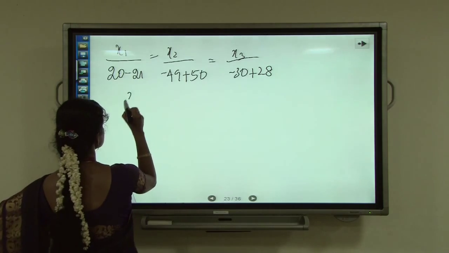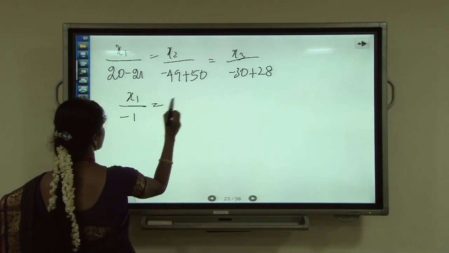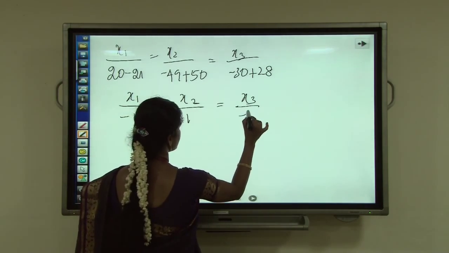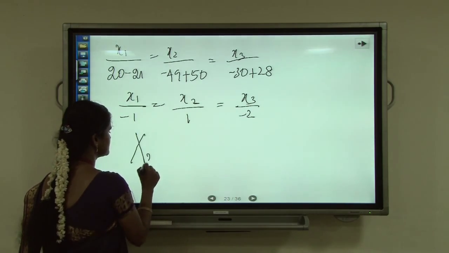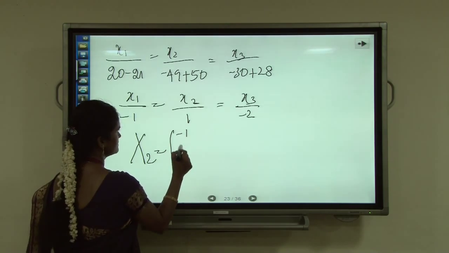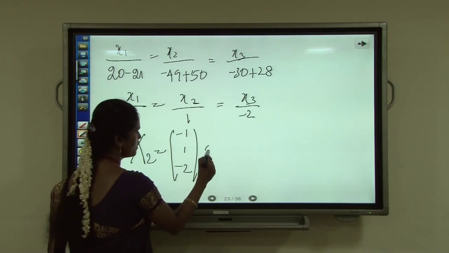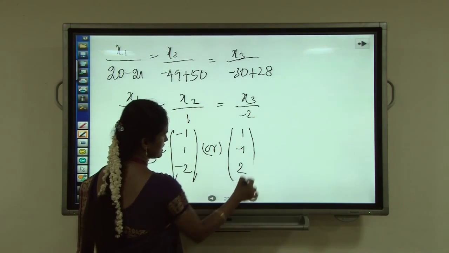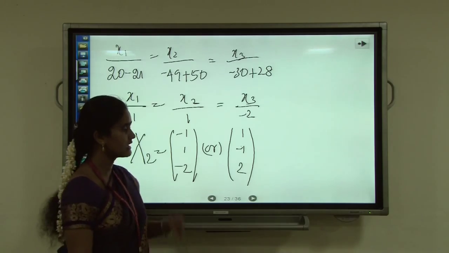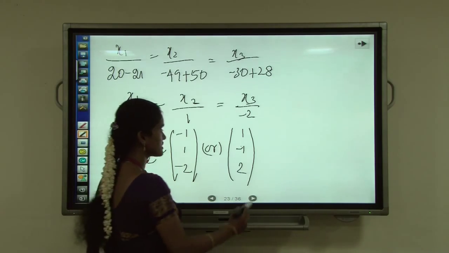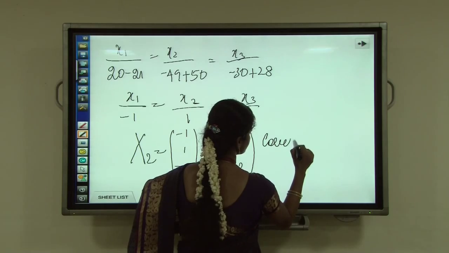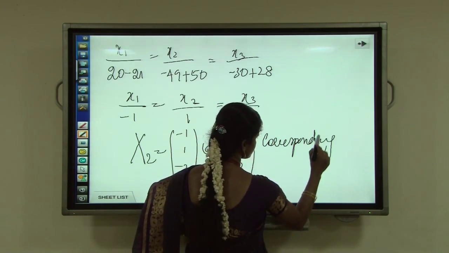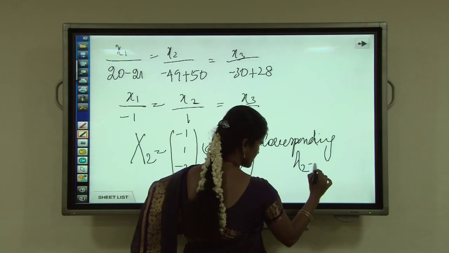So as we reduce this, it is x1 by minus 1, x2 by 1 and x3 by minus 2. So our capital X2 is minus 1, 1, minus 2, or this could also be written as 1, minus 1, 2. Now this is your eigenvector, the corresponding eigenvector capital X2 for the value lambda 2 is equal to 1.